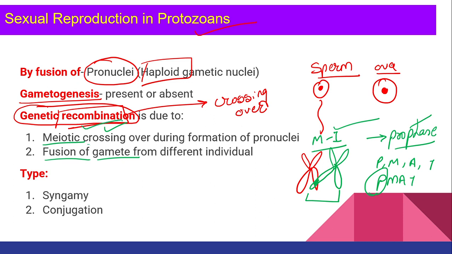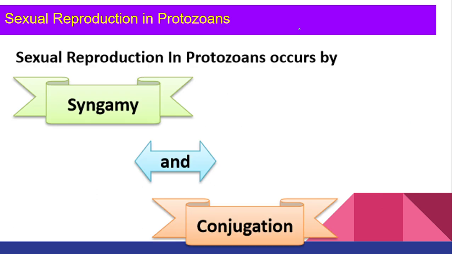This crossing over results in recombination, right? So that's why it is written meiotic crossing over during formation of pronuclei. So when the pronuclei are forming, meiosis division takes place, so there will be crossing over.